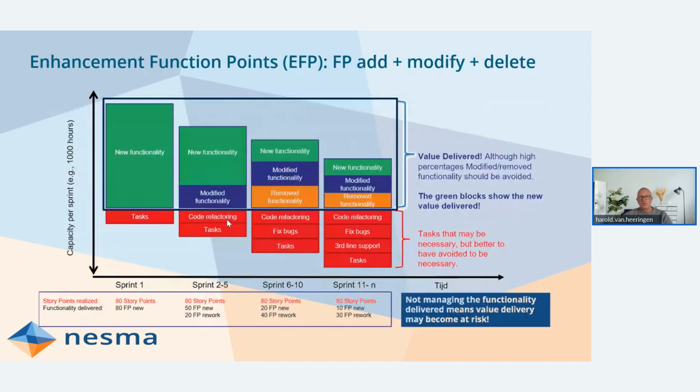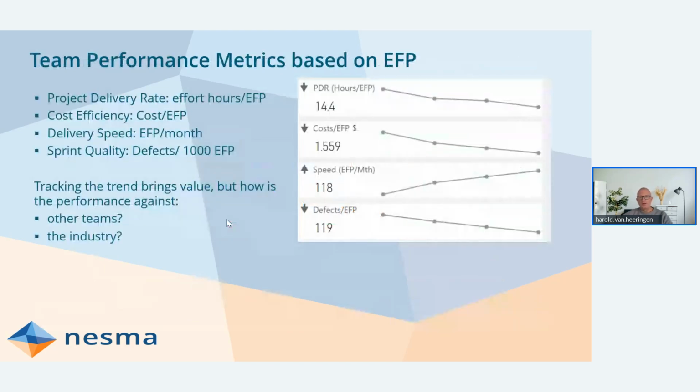So we look at the functionality added, modified, and deleted. And that's for the EFP, the enhanced function points. Enhancement function points are also part of the standard. So this is in the counting guidelines that you can use as a project size. And then we look at the productivity or the metrics that were introduced in the beginning based on functional size. The PDRs, the hours per EFP, you can measure them for a team over time, etc. The cost per EFP, the speed per EFP per month, defects per 1,000 EFPs.